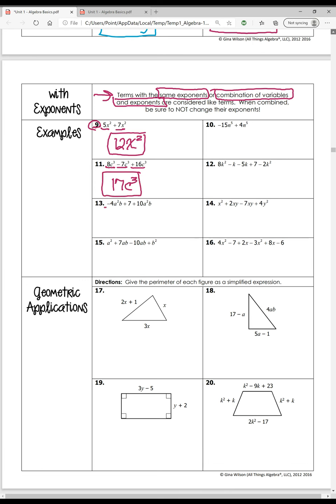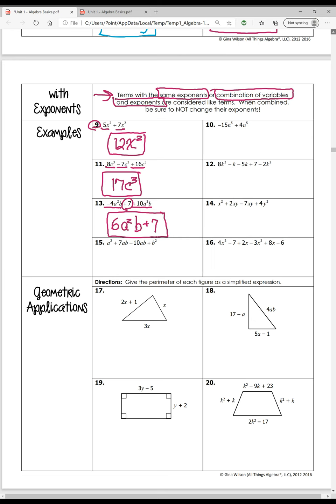Here we have a negative 4a squared b plus 10a squared b. Negative 4 plus 10 is 6a squared b. And the 7 here is on its own, but we don't leave it out. 6a squared b plus 7.